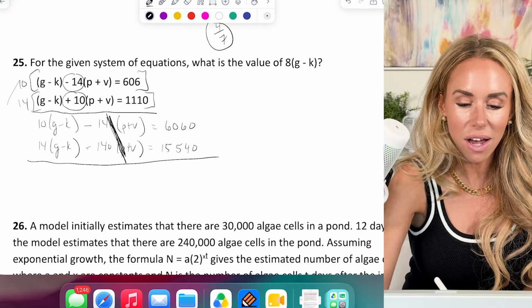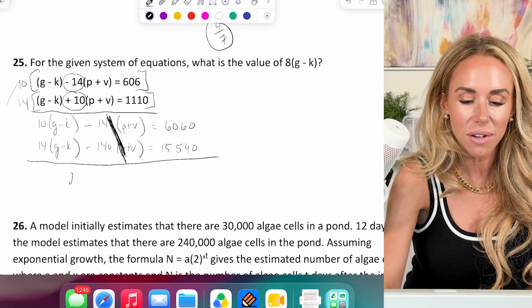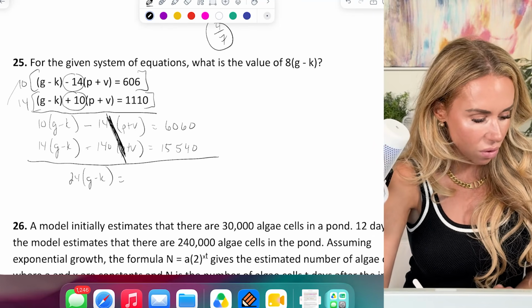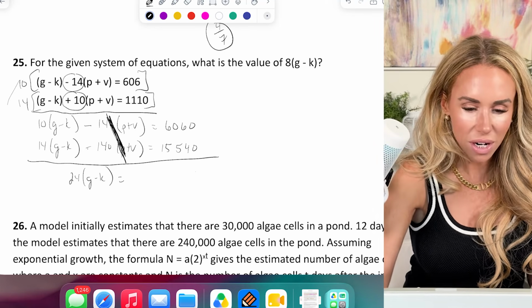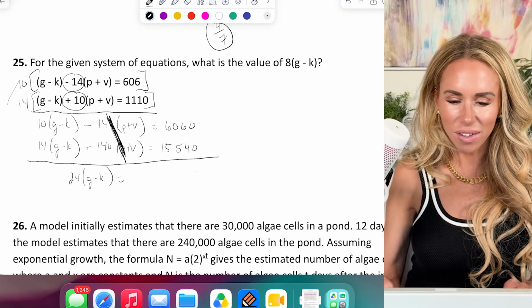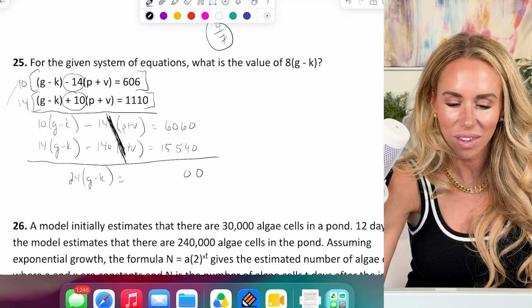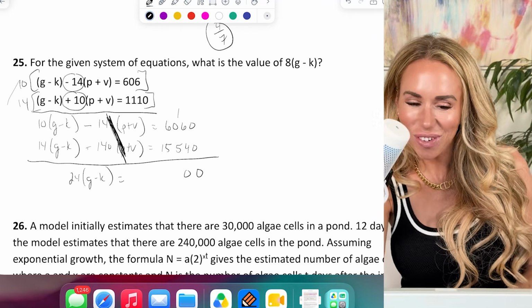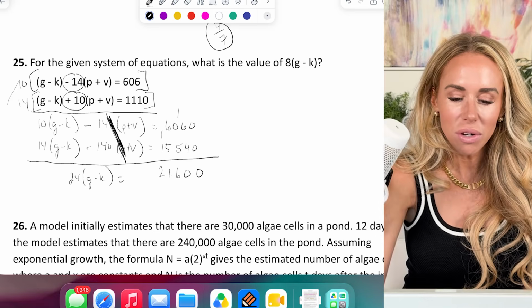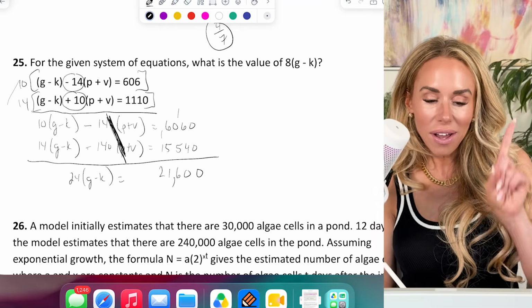These are going to cancel out, which is what I wanted. So I basically have 24 g minus k's, and that's going to equal, oops, sorry, wait. Oh my gosh. I need a calculator. Well, I'll just do it this way, by hand, the old-fashioned way. Look at that. Okay. 21,600. I want 8 of them.